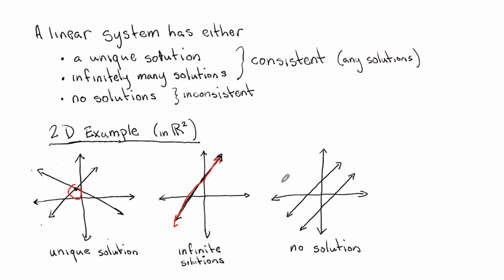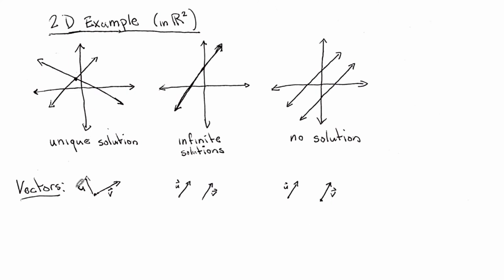If the lines are parallel, then that would be no solution, an inconsistent system. And in vectors, we kind of saw how these things are related. Vectors that would give me a unique solution would be linearly independent vectors, vectors that point in different directions. So u and v cover all of R2, and any point that I wanted to get to, I would get to with a unique combination of u and v. We showed that in class.